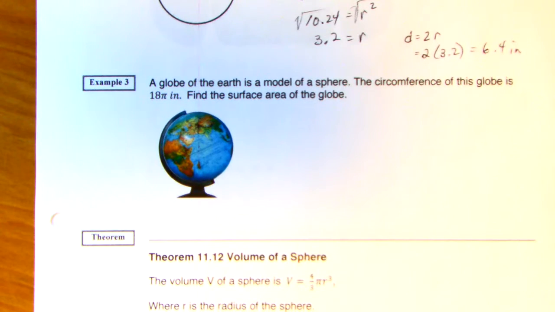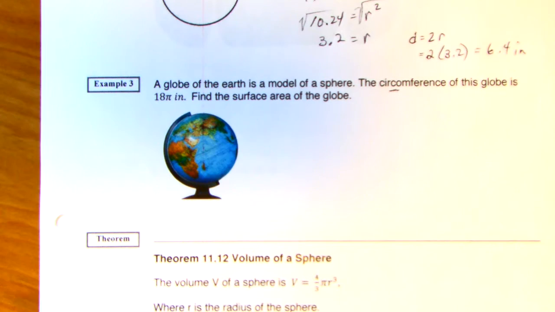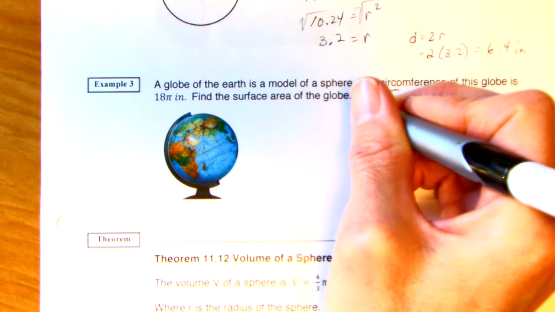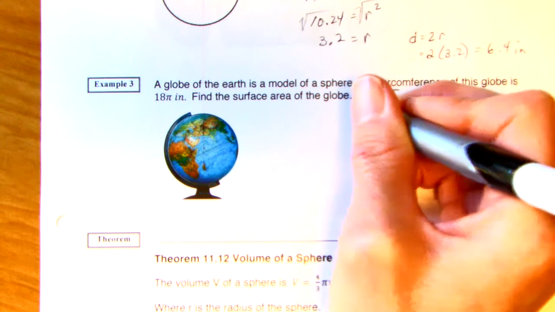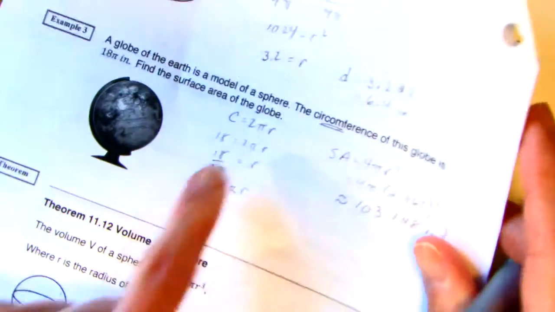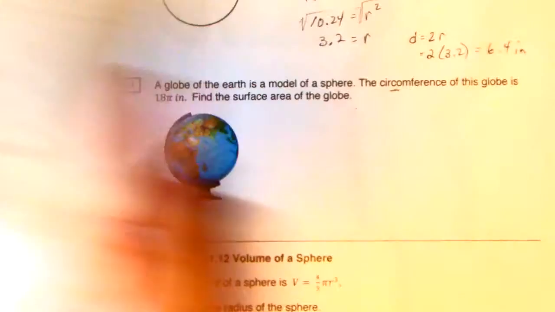Well, look at that pretty globe. It didn't photocopy very well. Sorry. So the globe of the Earth is a model of a sphere. The circumference of this globe is 18 pi inches. I don't have my calculator with me, and I didn't put 18 pi in my original work, so we'll work it out.